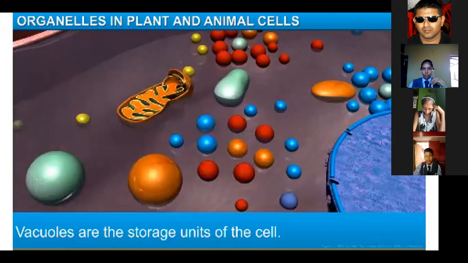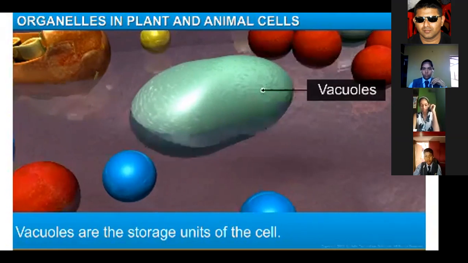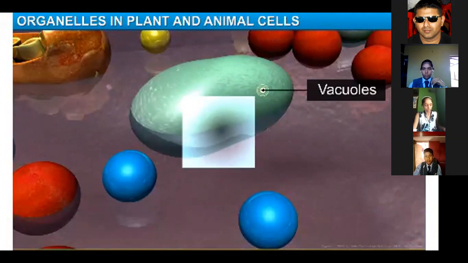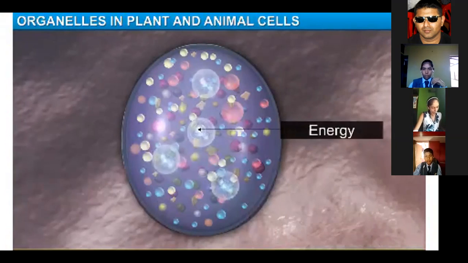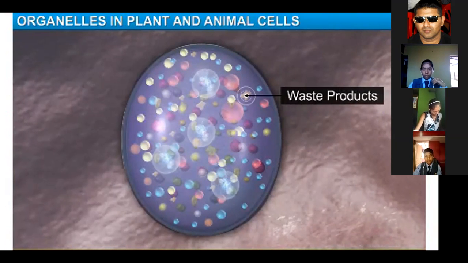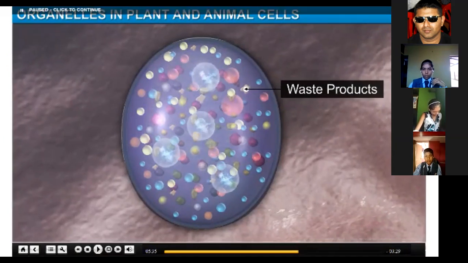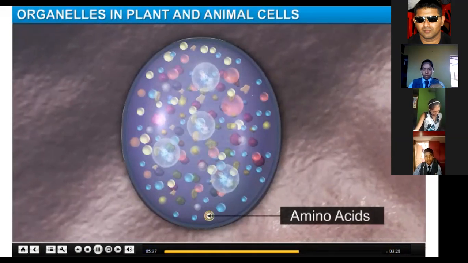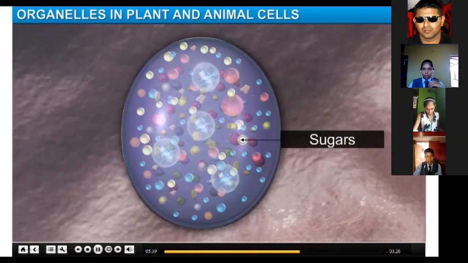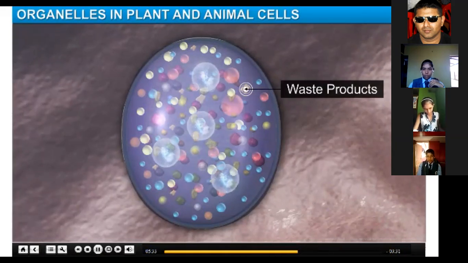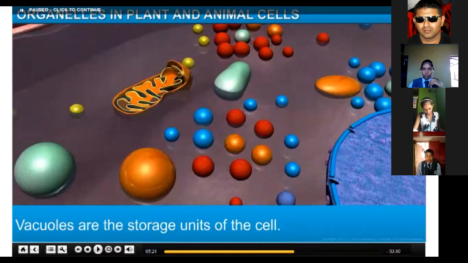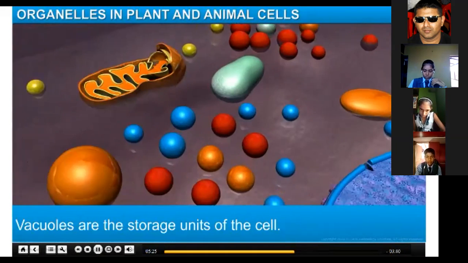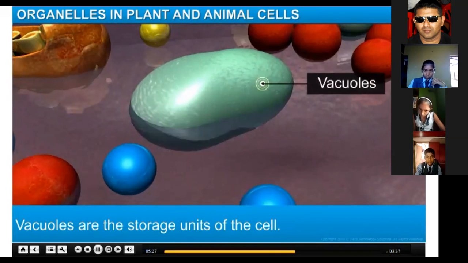Cells have storage units called vacuoles. They store water, energy, and waste products, and substances like amino acids and sugars. Vacuoles are the storage units of the cell.